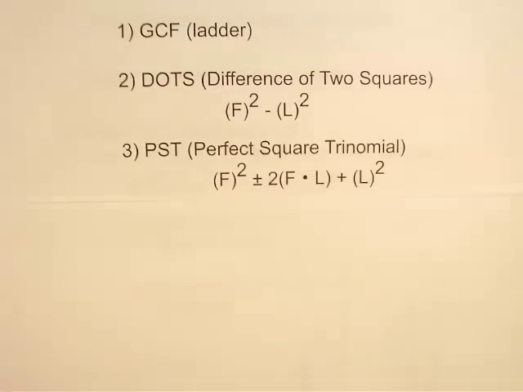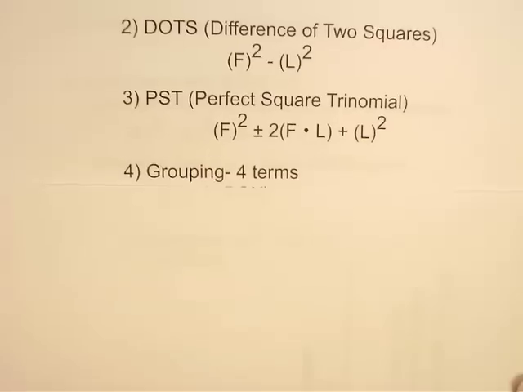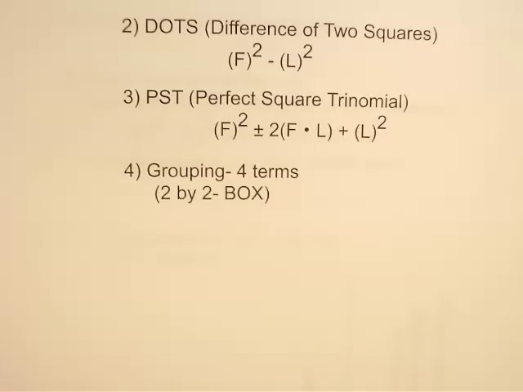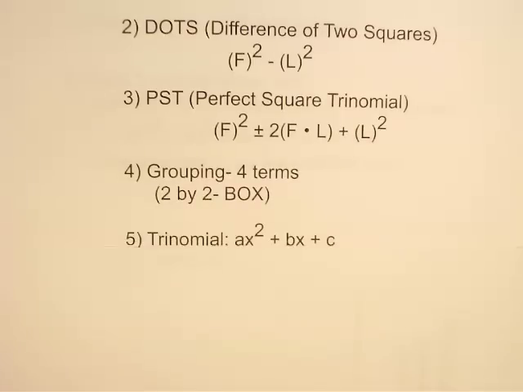The fourth method that we covered was grouping when we had 4 terms. We basically took all the 4 terms and put them in a box. So we called it our box, and it was 2 by 2, 2 on the top and 2 on the bottom, and we factored it. And our fifth method was a trinomial, ax squared plus bx plus c, or just x squared plus bx plus c. And what did we do for that one? We did the X box, which was our diamond, and then we put all the pieces in the box to factor. So, how do all of these methods fit together?